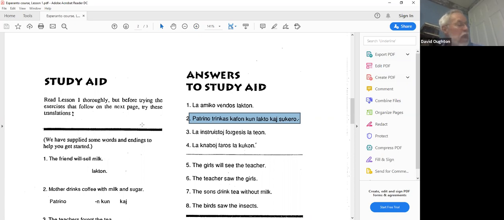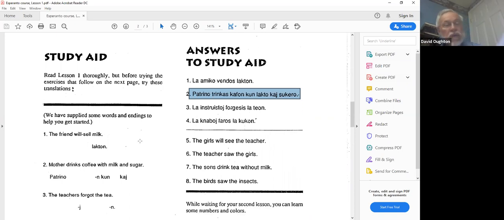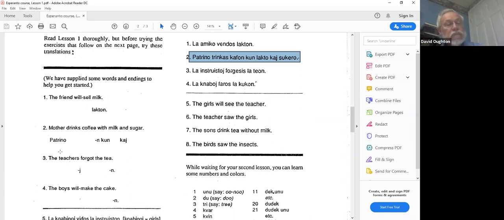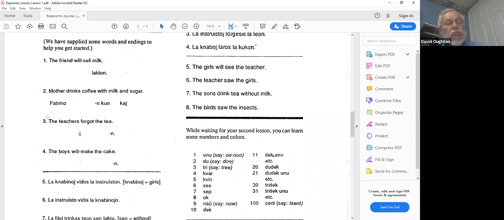Okay. Then look at the third example on the left. The teachers forgot the tea. So notice in that sentence we have two the's. So we're going to need two la's in sentence three.